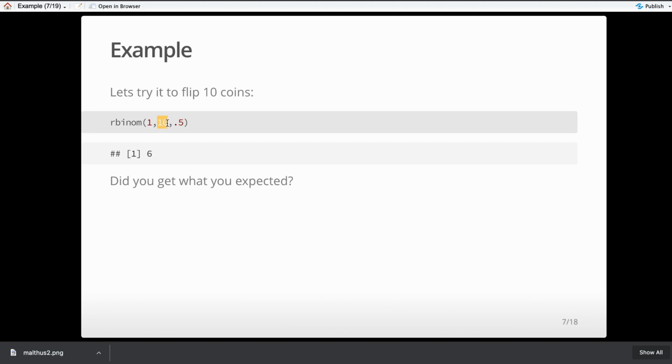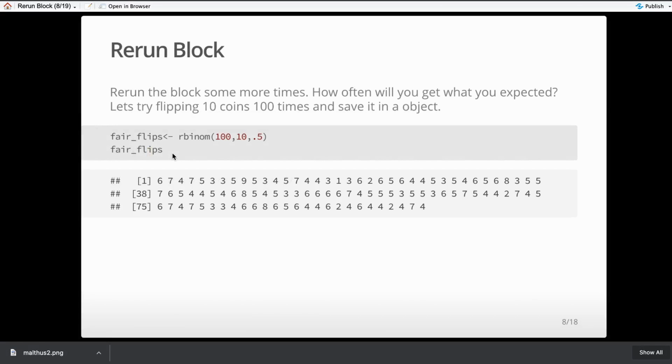We flip 10 coins, and it's a fair coin, so 50% of the time it's going to be heads. And the result is we got 6 heads. Did we get what we expect? Okay, well, it's close to 5. It wasn't 5. How about we do that a bunch of times? How about instead of just doing that trial 1 time, we do 100 times?